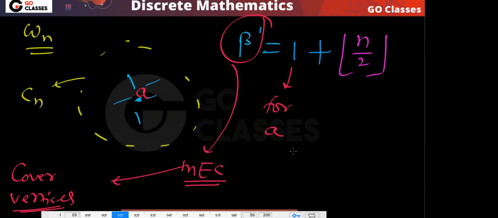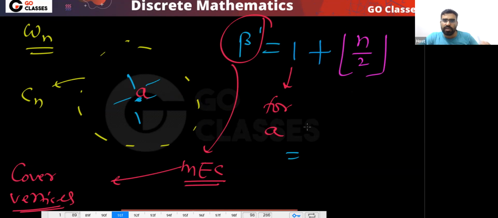You can check this value. You can check for n equal to even and n equal to odd: for n even, what will this value be, and for n odd, what will this value be? For example, if your n is even, then these will be the same. Just take n equal to 4, then the answer should be 3.